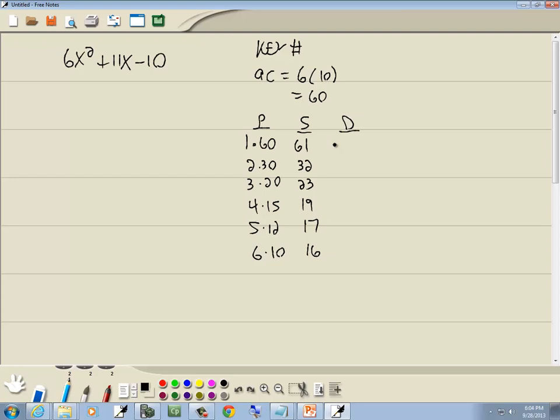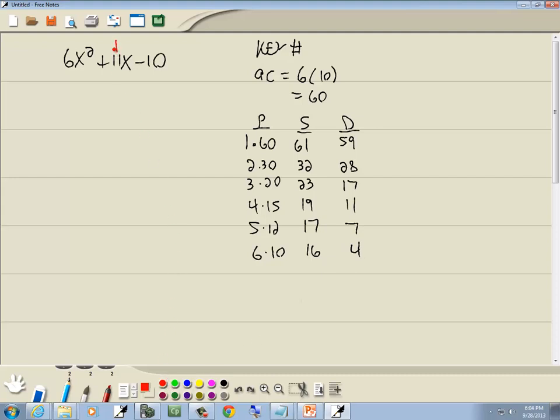A difference column, D for difference. 60 minus 1 is 59. 30 minus 2 is 28. 20 minus 3 is 17. 15 minus 4 is 11. 12 minus 5 is 7. 10 minus 6 is 4.